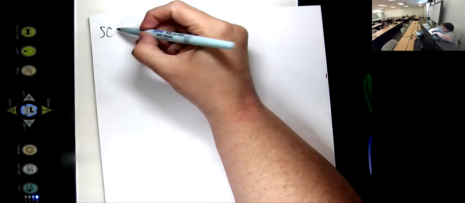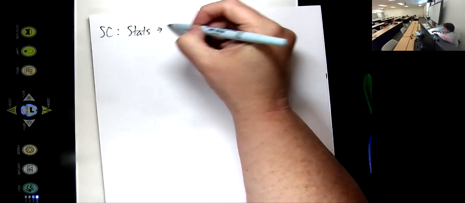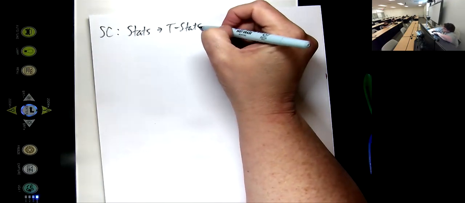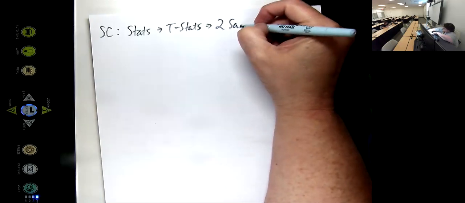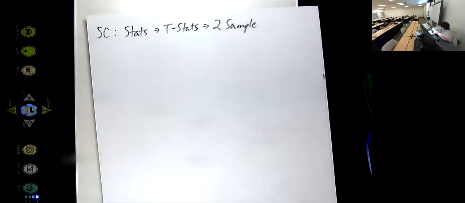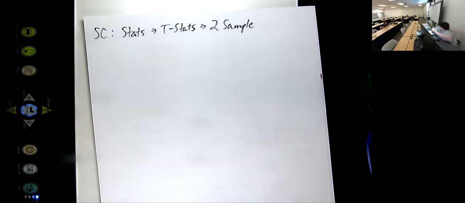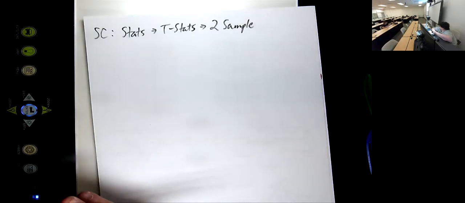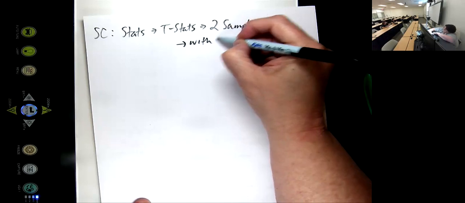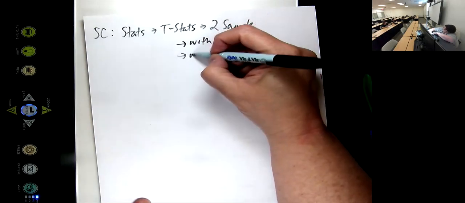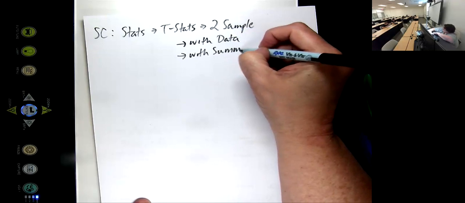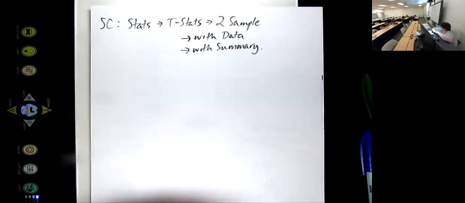So in StatCrunch, we will go Stats, T-stats, two sample. You either have with data or with summary. With data, it's pretty straightforward. You gotta have everyone's answer.